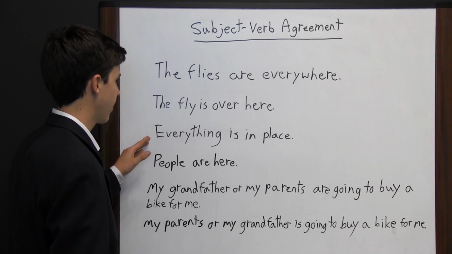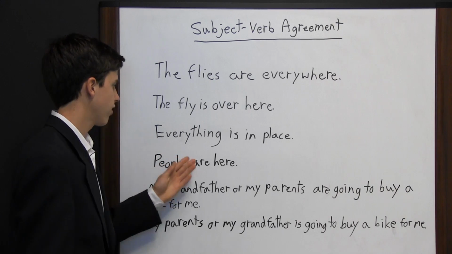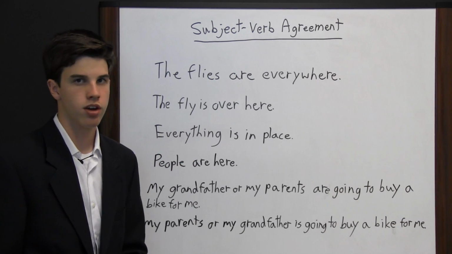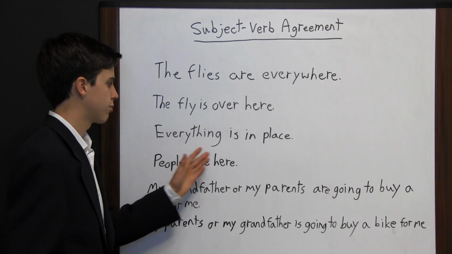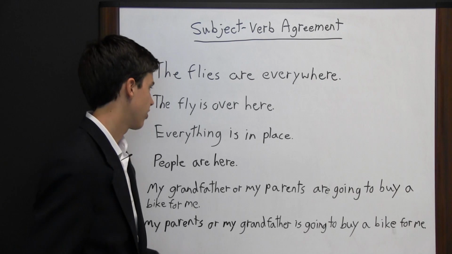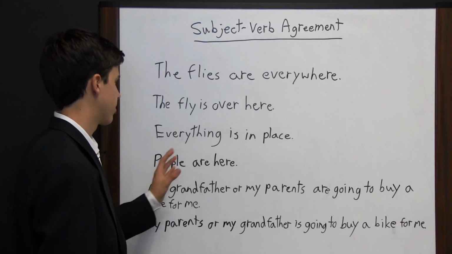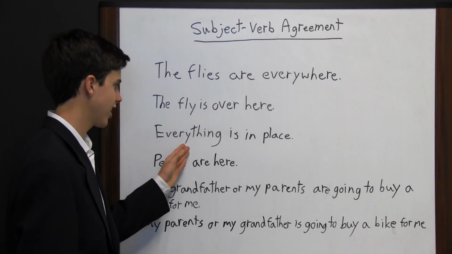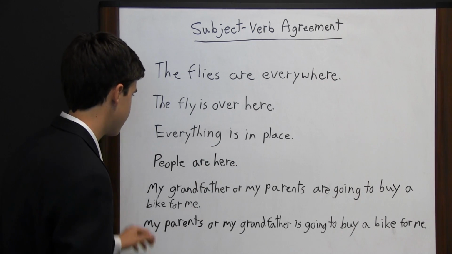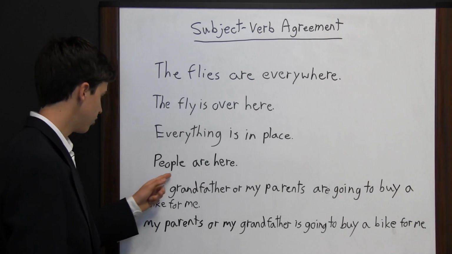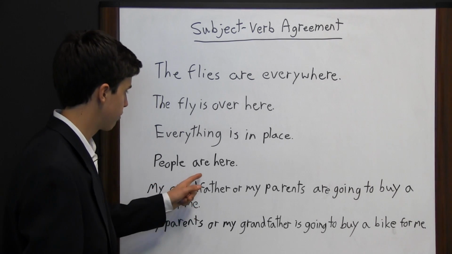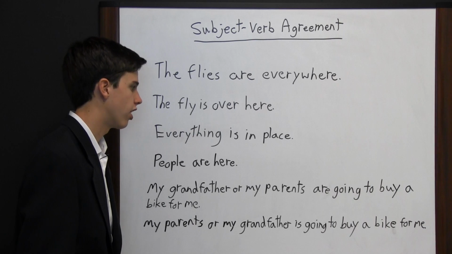This next sentence says everything is in place. Words like "everything" or "anyone" are words that aren't very specific. So for the cases of subject-verb agreement, we consider words that aren't specific as being singular. So even though "everything" refers to many things, we still treat it as singular, so we use the singular verb "is." This next sentence says people are here. So "people" is plural. That's talking about more than one person. So the verb needs to be plural as well. That's why we use the verb "are."